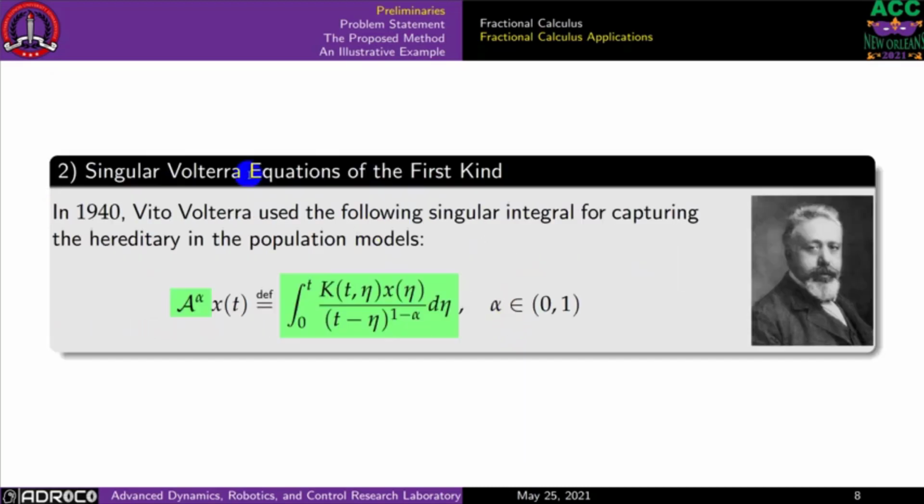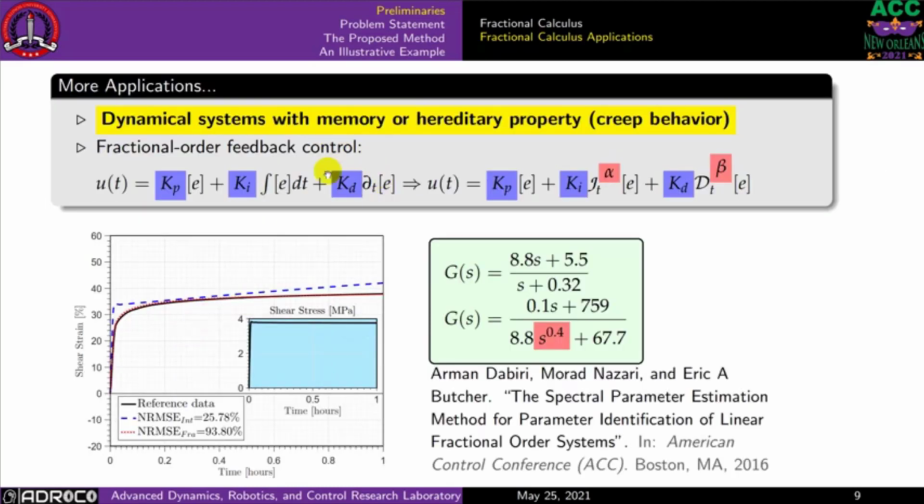In the second problem, you can see Volterra's suggestion to capture the hereditary property of population models by this convolution integral with a singular kernel term. So in a standard fractional calculus textbook, you can see this is nothing more than some fractional operators. And there are two more problems that I dealt with recently.